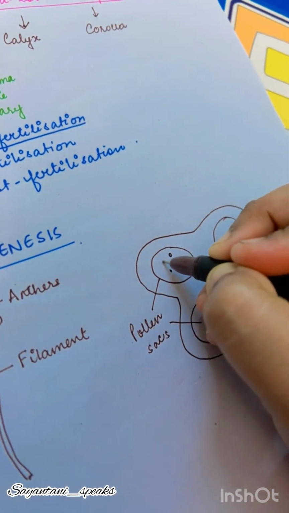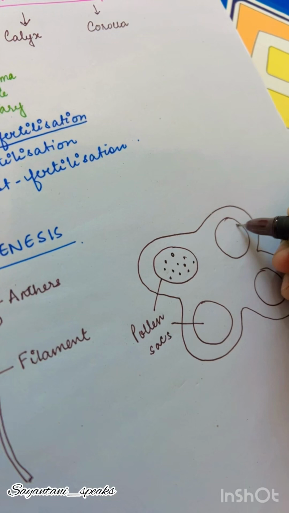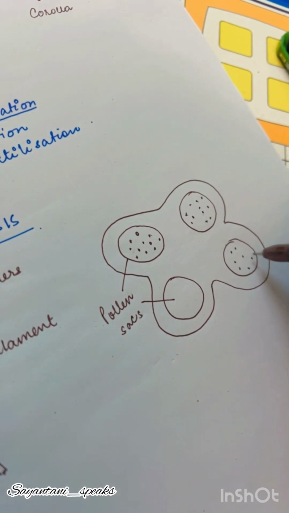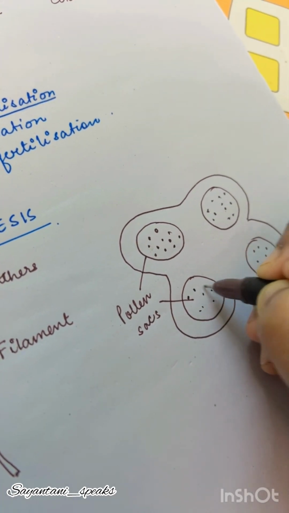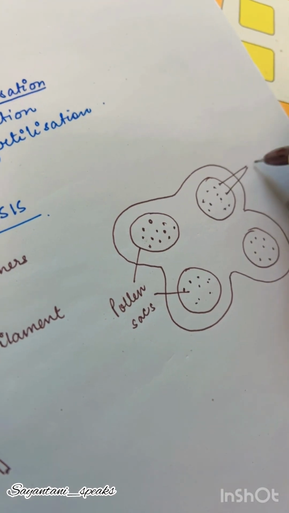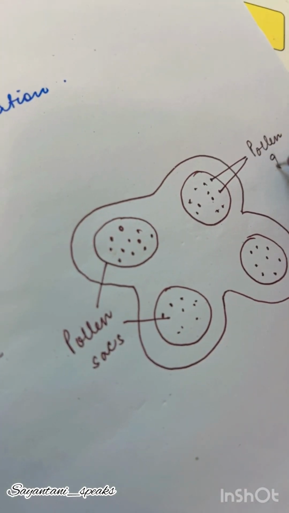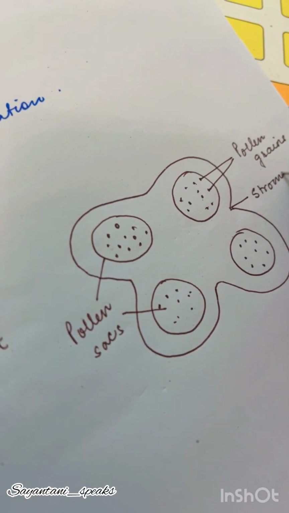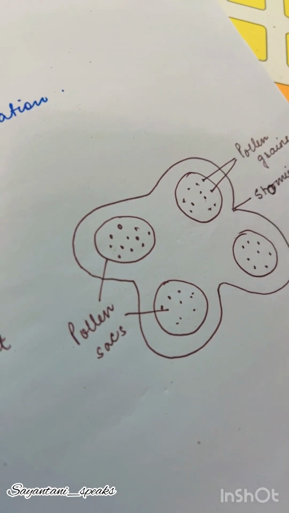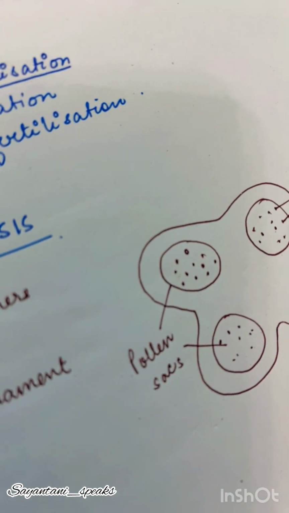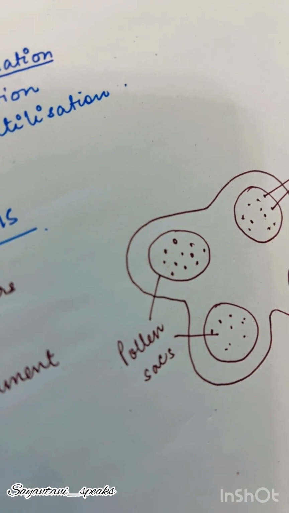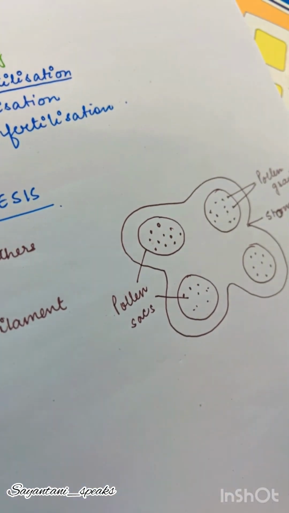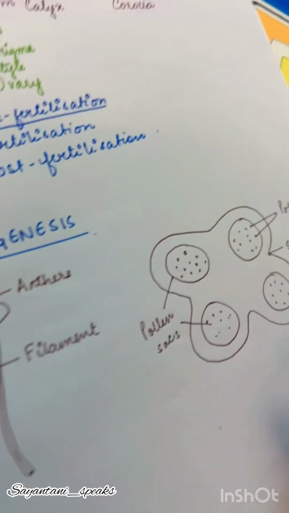wherein innumerable pollen grains are formed, which is the male reproductive unit of a flower. This structure forms the microsporangium. Now, we will be discussing this portion in detail. We will be discussing the development of the pollen grain, or microsporogenesis.